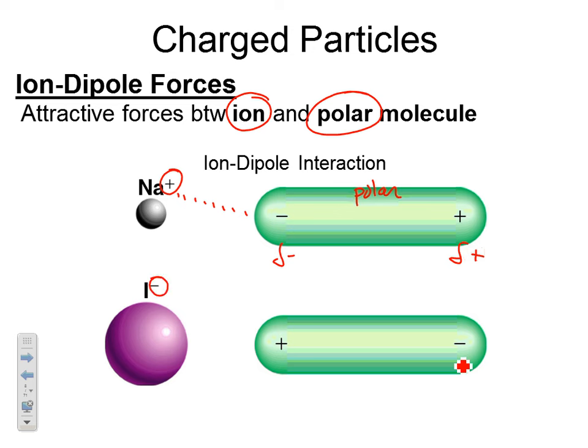Likewise, if we take the iodide ion, for example, we have a negative charge there, and now our partial positive charge on the dipole is lining up to interact with the negative ion. So this is a force of attraction. This is not a bond, but this is a fairly significant force of attraction. This is a fairly strong IMF because it does involve a whole charged particle.